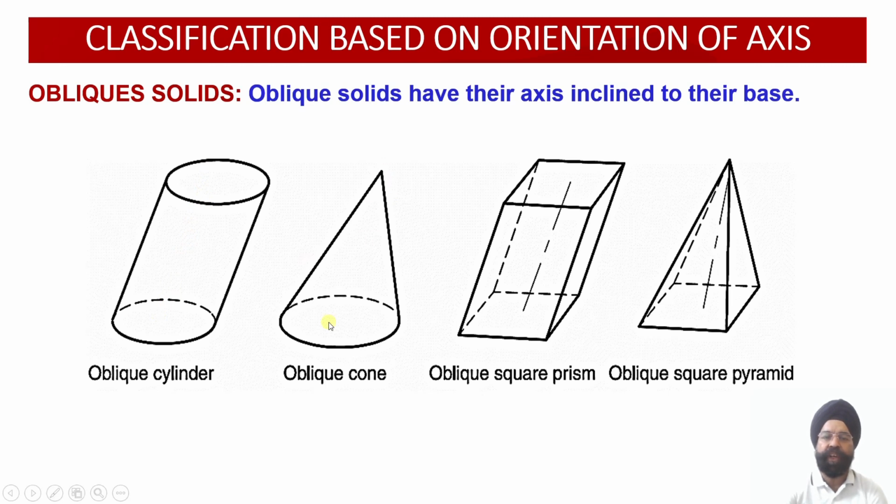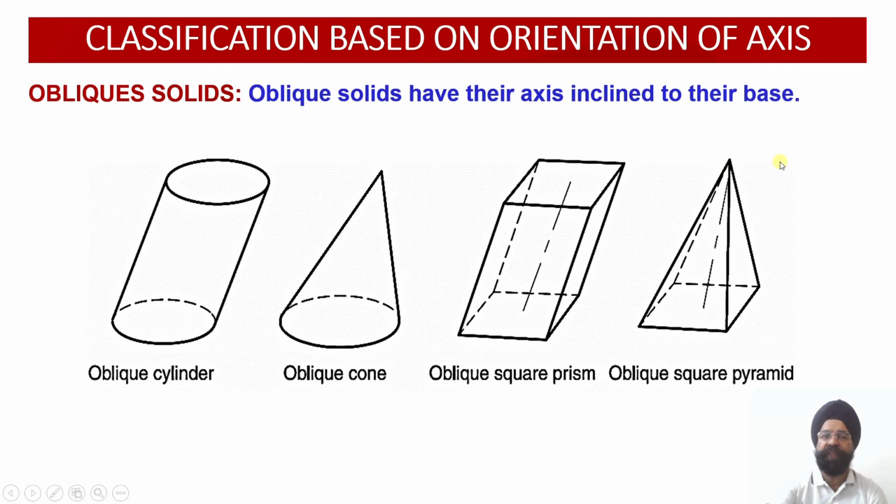So here you have the oblique cone, and now this is the prism. You can see in this prism, the two opposite end faces are not joined with the help of rectangles. Since the axis is inclined to its base, the opposite end faces are no longer joined by a rectangle. This is the oblique pyramid, right?